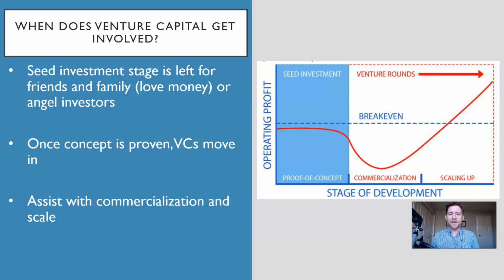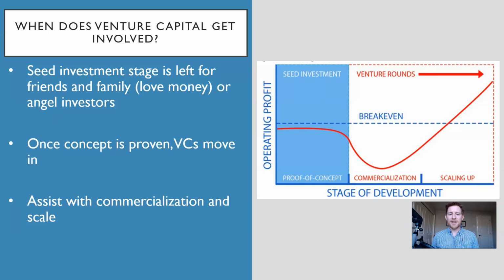Okay, so when does venture capital get involved? Well, obviously, they're not knocking on your door the day after you've created your startup. So the first thing that happens when you create a startup is you get that seed investment period. That's where you're still trying to figure things out. You're not sure if it's really going to go or not. Most of the money comes from your friends and family. Sometimes people call this love money. Or if you're a little bit farther along, angel investors might contribute. So that's kind of when you're doing your proof of concept time.